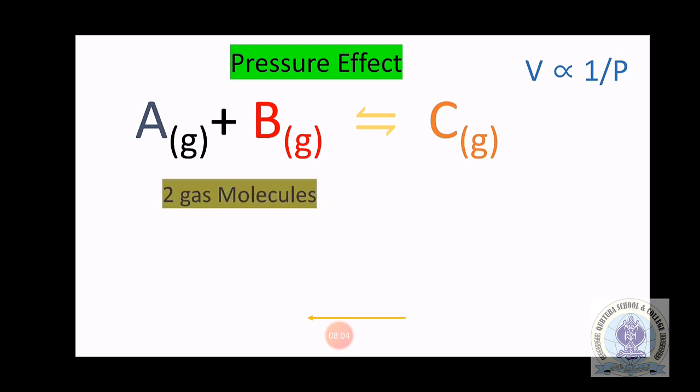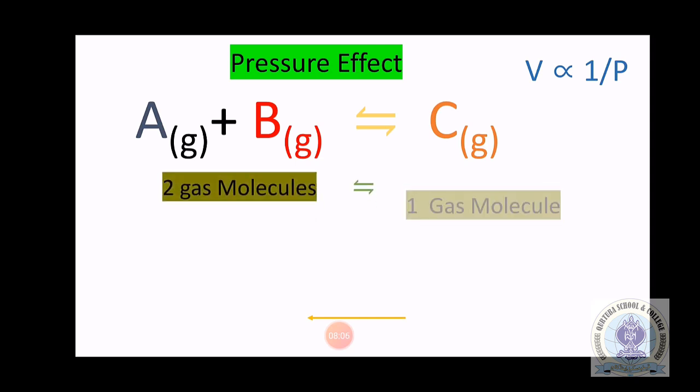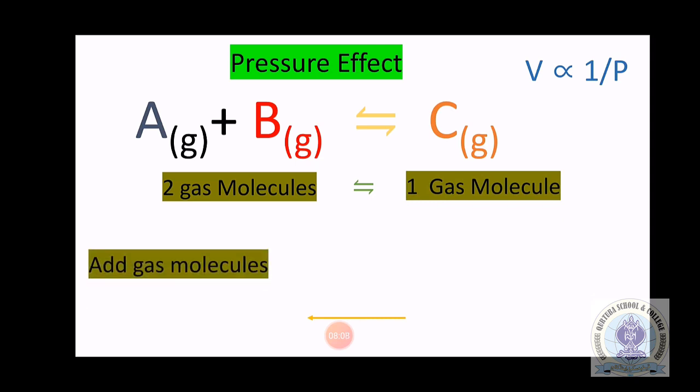So, dear students, when we add gas molecules, what will happen? An increase in the volume of reactant will occur. As a result, pressure will decrease, as I told you that an increase in volume results in a decrease in pressure. So when we add gas molecules, the volume of the reactant increases, and as a result the pressure of the system goes down.